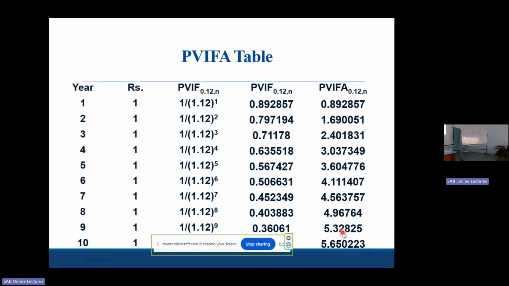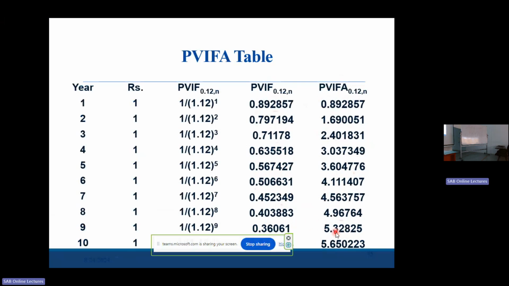5.32. This is the present value annuity factor for 12% and 9 years. We can also get this from the formula. You can apply the formula or you can use the table. The annuity factor you can construct by taking the total of the accumulation of the single factors. So if you total these, this is equal to 5.32.